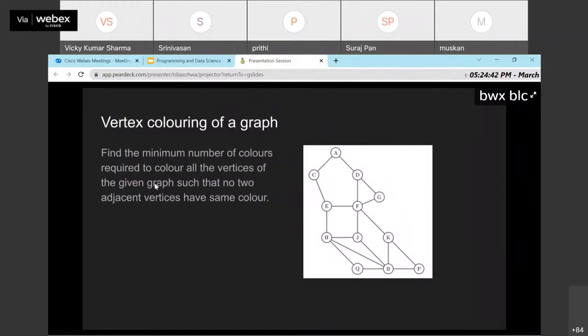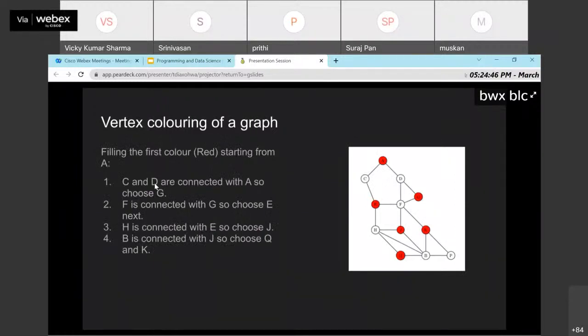So what should the strategy be? First you choose any color. I have chosen red. I'll start coloring from vertex A, and assign it everywhere I can. All I have to keep in mind is that if two vertices share an edge, I don't give them the same color. Now if I have given A the color red, I cannot give it to C, I cannot give it to D, but certainly I can give it to E, right?